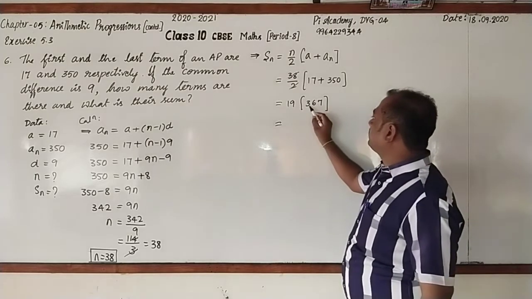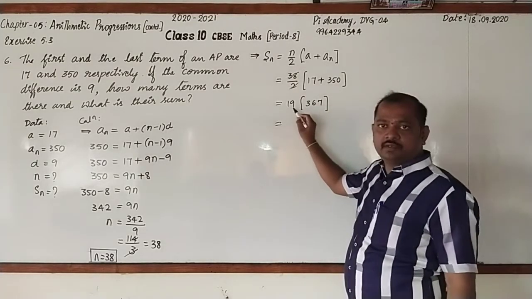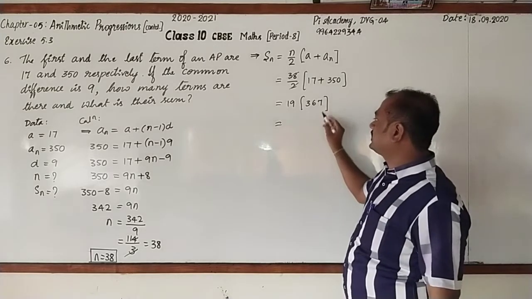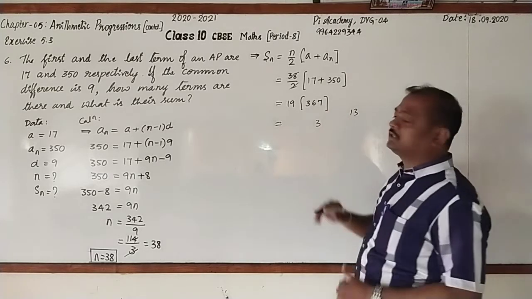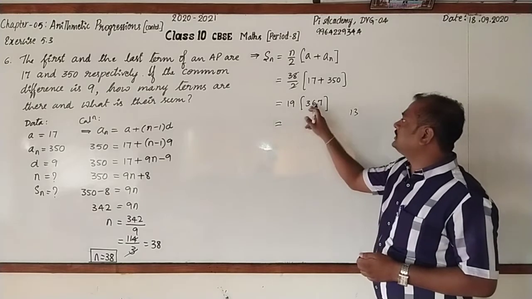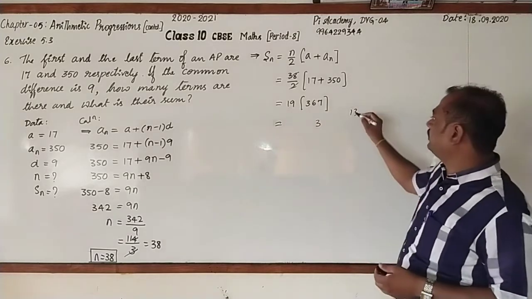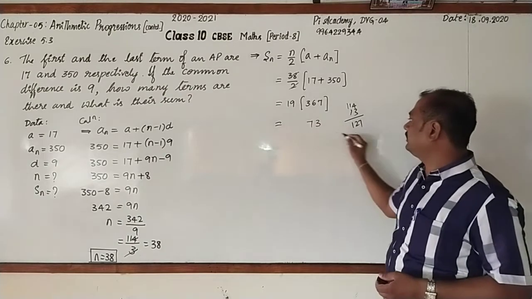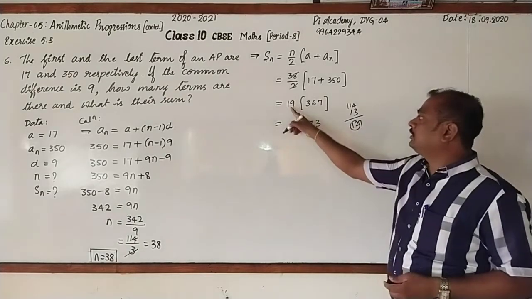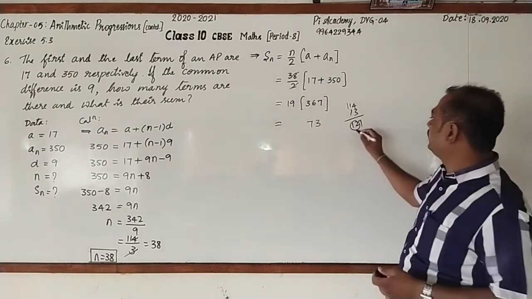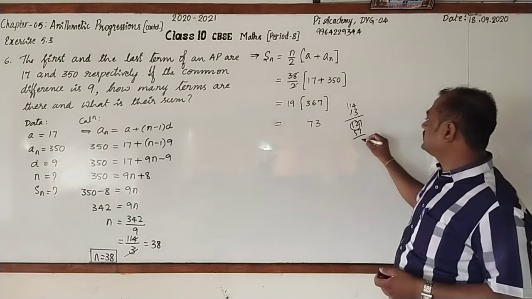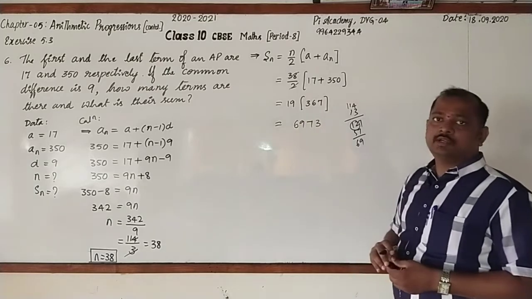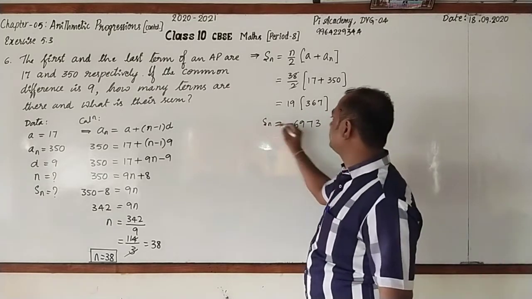Here, multiply 367 by 19. You should recall the table of 19. 19 sevens are 133, 13 is the carry. 19 sixes are 114, 114 plus 13 is 127, 12 is the carry. Then 19 threes are 57, 57 plus 12, it is 69. So 6972. This is the sum.